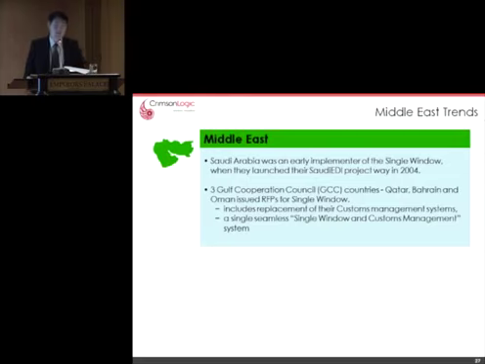For the Middle East, basically, the trend is that the GCC countries request single window and customs management implementation at the same time, similar to what Mozambique has done. Basically, they are revamping the whole single window and customs together.